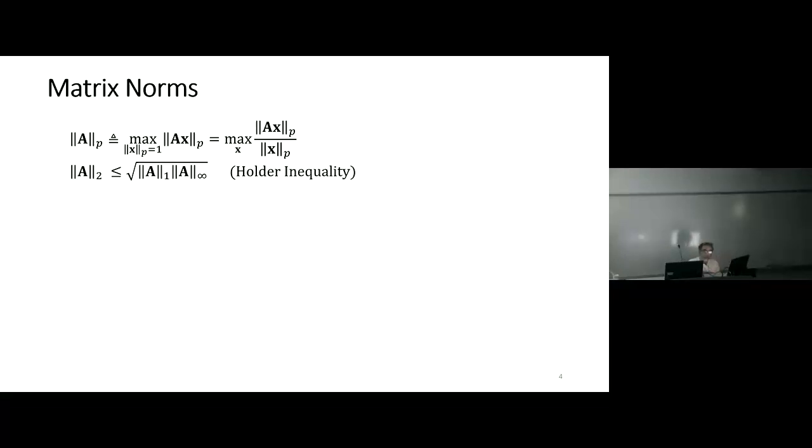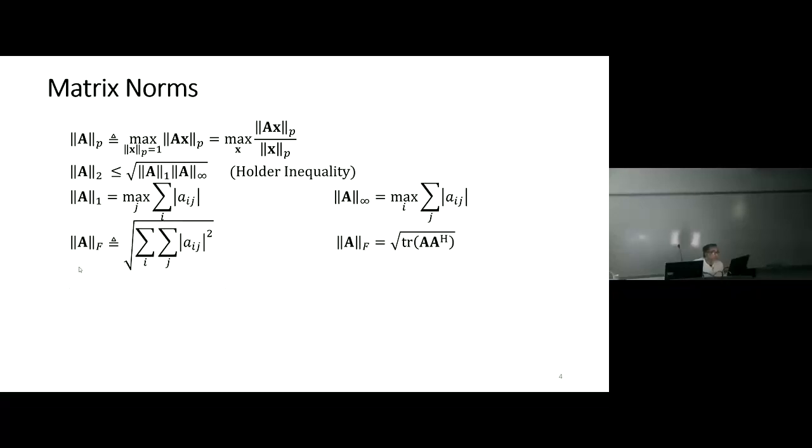One is the row maximum, one is the column maximum. Okay, this is the one norm, and this is the infinity norm, which I just said. This is the Frobenius norm, which is also equal to the trace of A conjugate transpose A, square rooted.